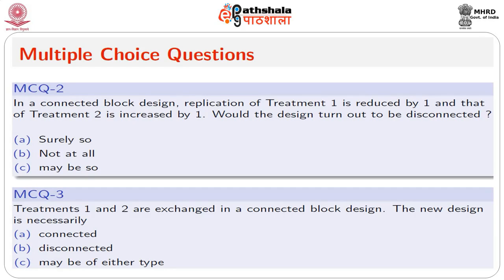The next one is treatments 1 and 2 are exchanged in a connected block design. And the new design is necessarily, there are again three options: connected, disconnected, or some other type of design. So when it says treatments 1 and 2 are exchanged, wherever you have 1, you change it to 2, wherever you have 2, you change it to 1. Just switch the two, that's the whole idea. Now what is happening to the new design? Very interesting.